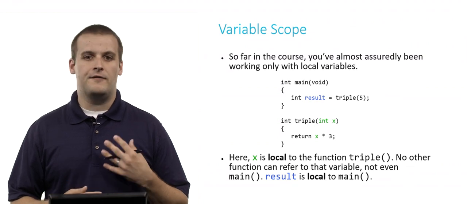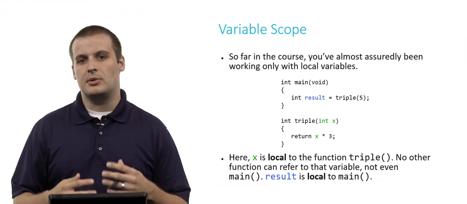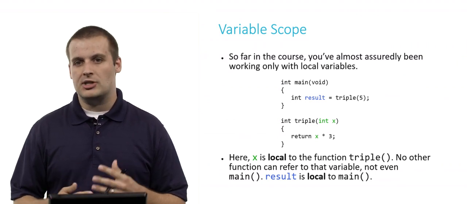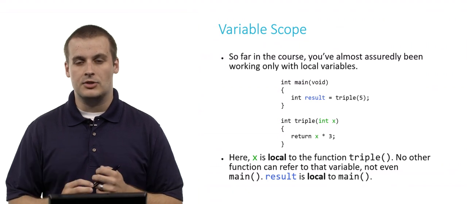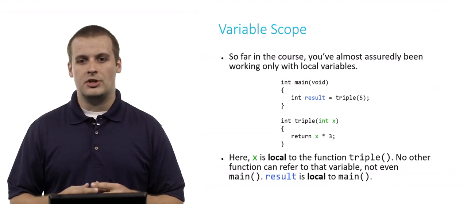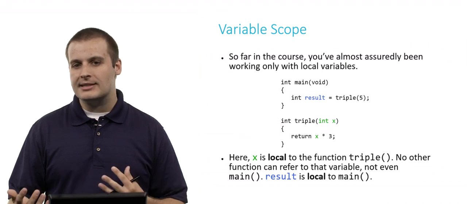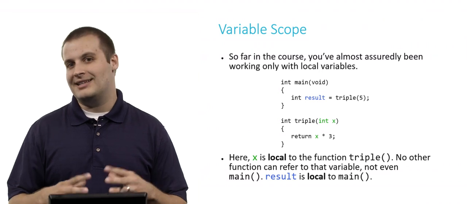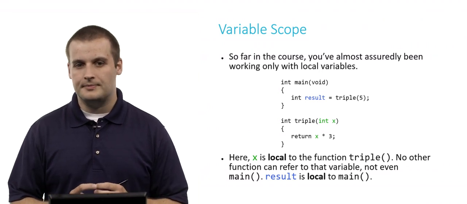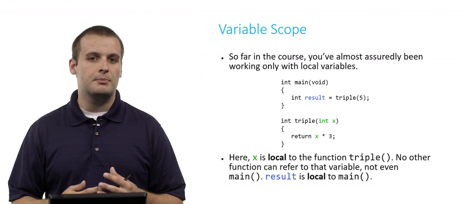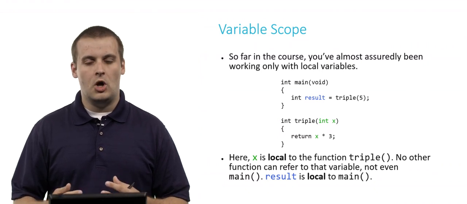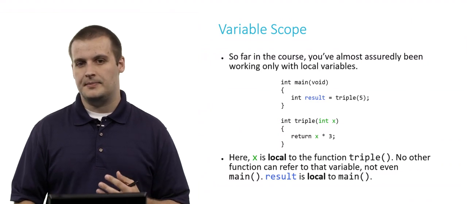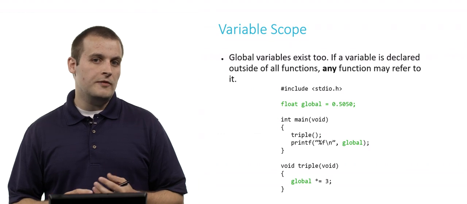Here's an example of a very simple main function and a very simple additional function that we've written. In this case, x, which I've colored green just to highlight the scope of that variable, is local to the function triple. Main cannot refer to x at all. It doesn't know what it is. No other function, in fact, if we had additional functions in here, could refer to x. Similarly, result, which I've colored blue, is local only to main. Only main knows what the variable result is. Triple cannot use it.